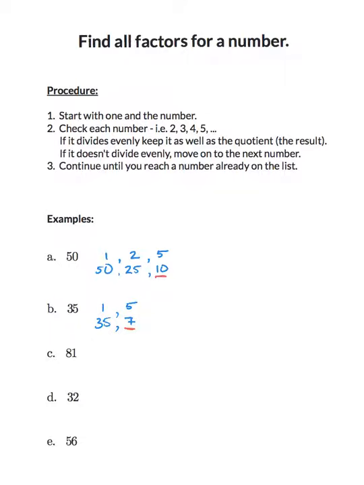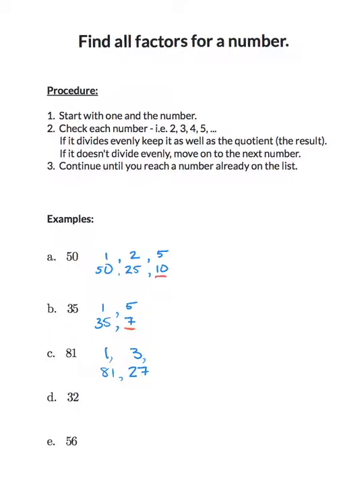For our next example, let's look at 81. We're going to go ahead and start with 1 and the number, and then continue. 81 is not divisible by 2 since it's an odd number. 81 is divisible by 3 since if you add the digits you get 9. Since 9 is divisible by 3, 81 is divisible by 3. If you divide 81 by 3, you should get 27.